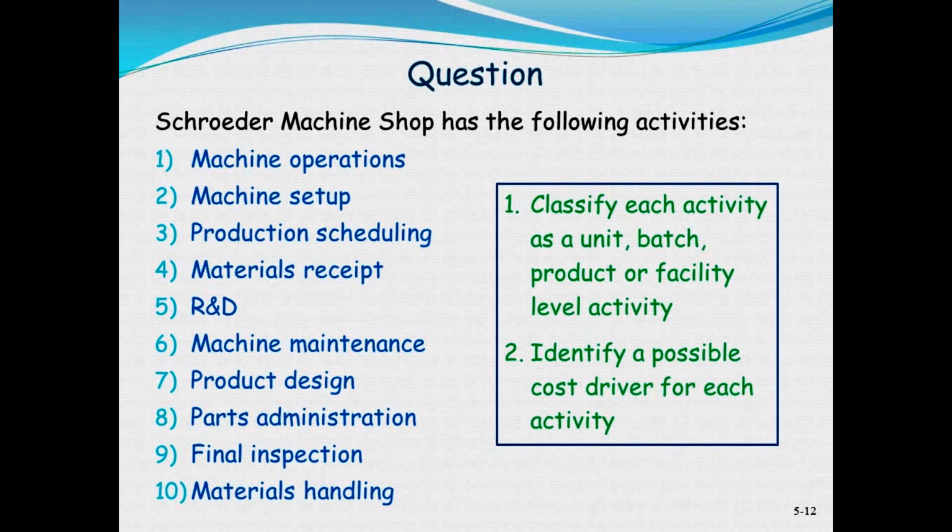Materials receipt. Who says unit? Who says batch? Who says product? Who says facility? Okay, the answer key says batch or product, either one. With number of receipts or the number of purchase orders, which drives the materials you need to receive. Number of receipts.